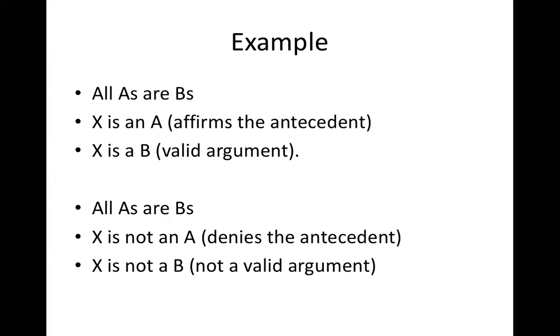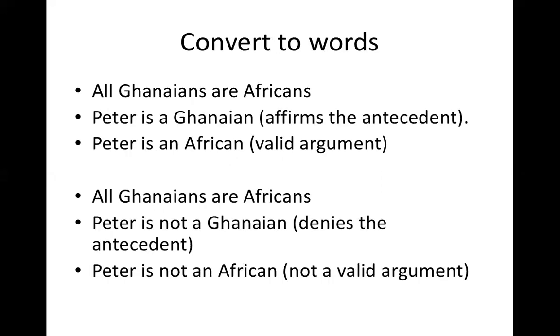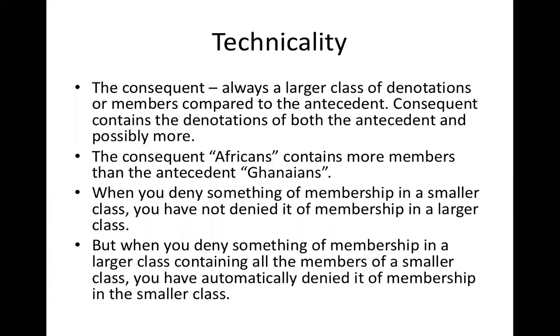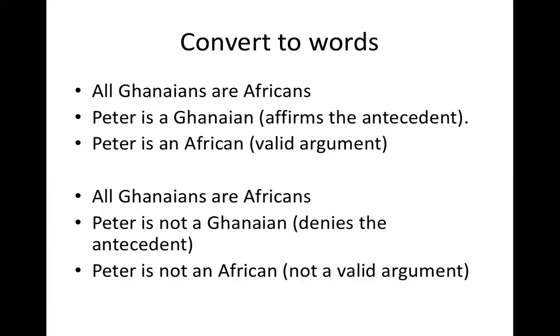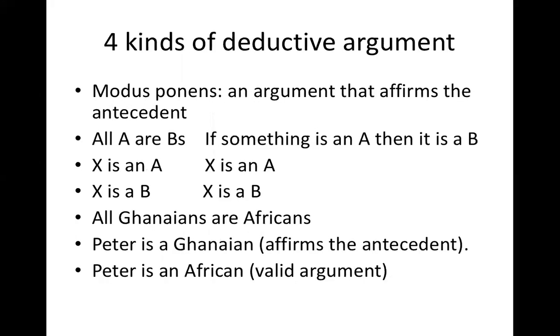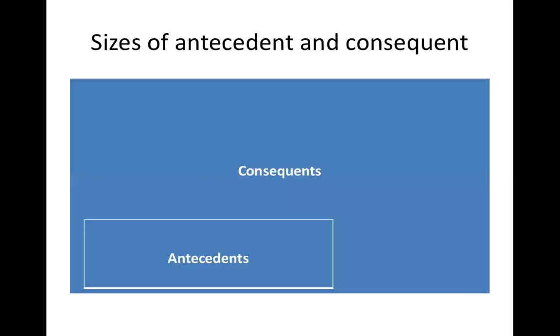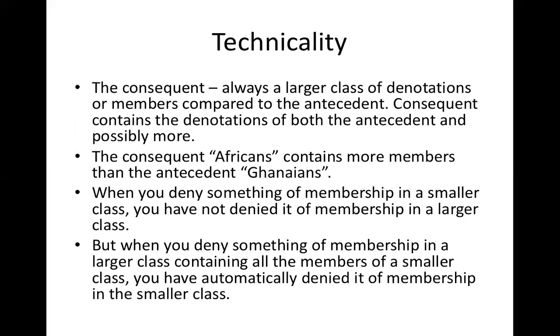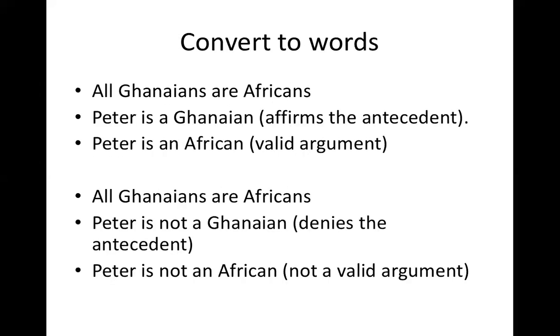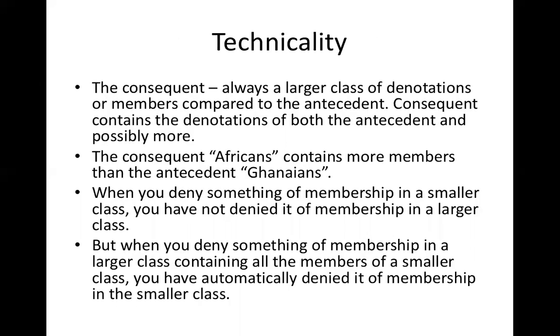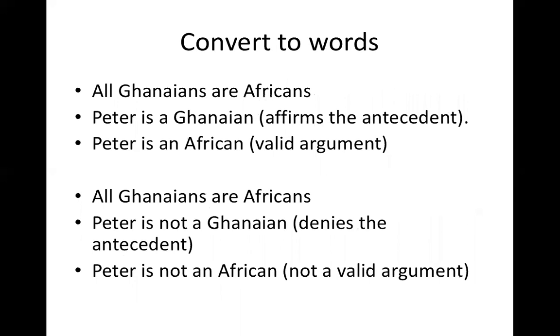Now let's go to the ones about the consequent. Before we do, this is the technicality I've been trying to explain. This is what we just did. All Ghanaians are Africans. Peter is not a Ghanaian. Peter is not an African. So we just saw that it is not valid. It is only the one that affirms the antecedent that is valid.